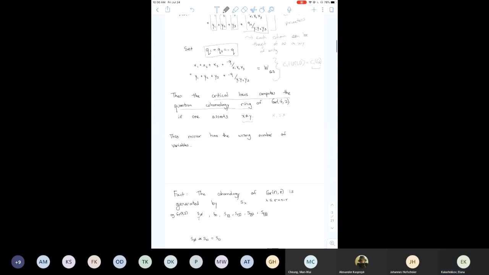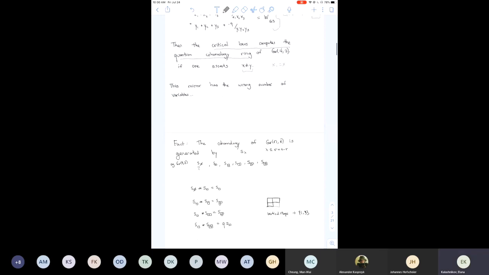So let me just tell you this fact here. The quantum cohomology ring of the Grassmannian is generated by symmetric polynomials, Schur polynomials, indexed by partitions, where we say the partition fits inside an r by n minus r box. So for example, for Gr(2,4), you have S1, S box, S11, S2, S21, and then S22.